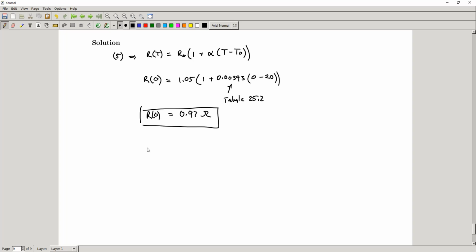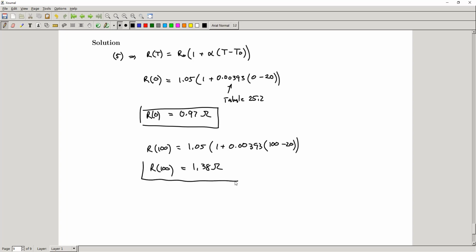Now we want to find the resistance at 100 degrees Celsius. This is just a matter of substituting in the right numbers again. We're going to end up with this expression here, and now, instead of 0 degrees Celsius, we're going to have 100 degrees Celsius minus 20. If you do that calculation, you're going to end up with a 1.38 ohm resistor. So this is our resistance at 100 degrees Celsius.